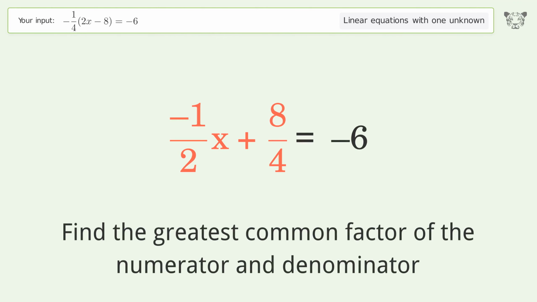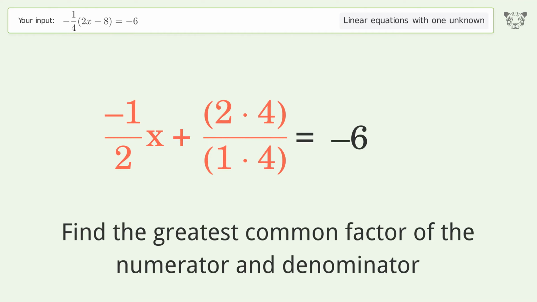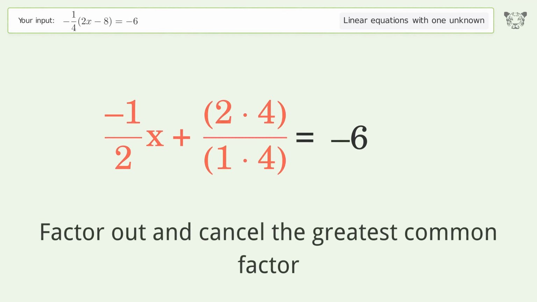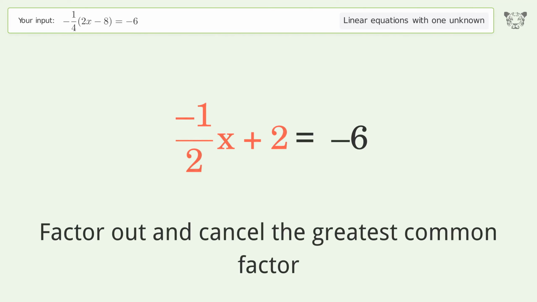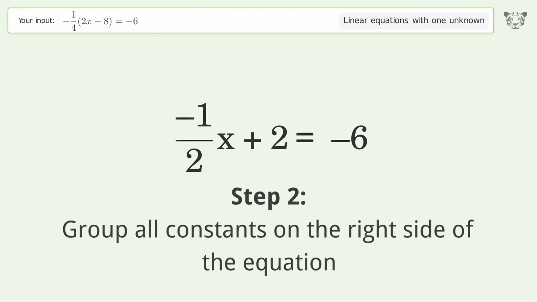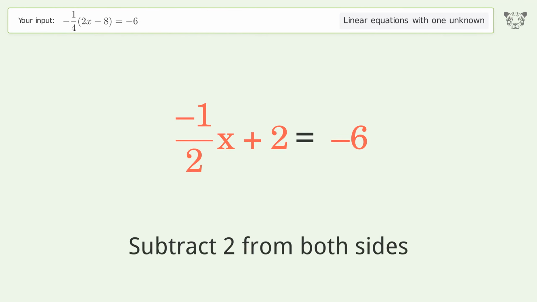Find the greatest common factor of the numerator and denominator. Factor out and cancel the greatest common factor. Group all constants on the right side of the equation. Subtract 2 from both sides.